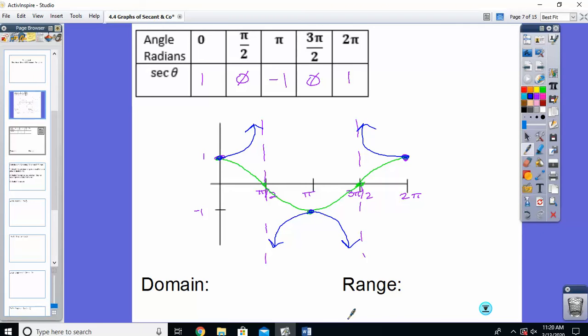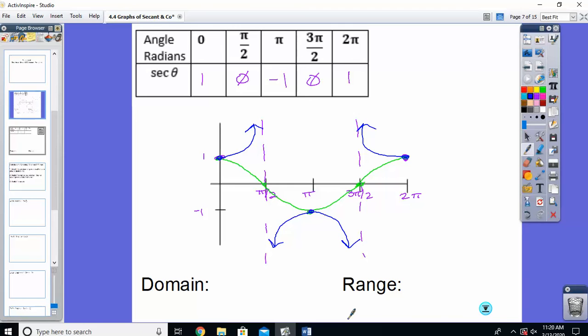Our strategy for these graphs, probably the easiest option, is to start out graphing the sine or cosine. We know how to graph those, we've done a lot of them, and then just get your secant or cosecant from that original graph. That way you're not trying to remember a pattern or anything like that.